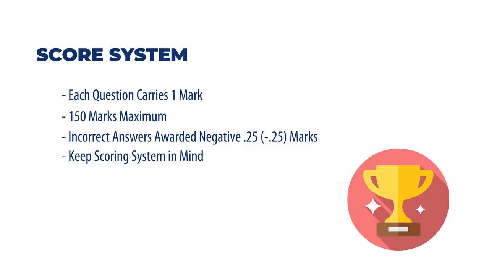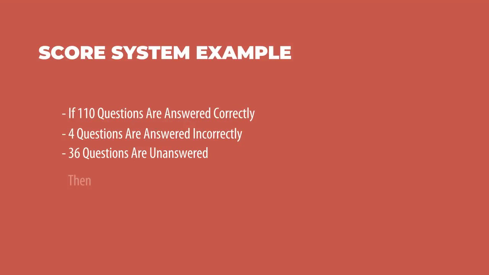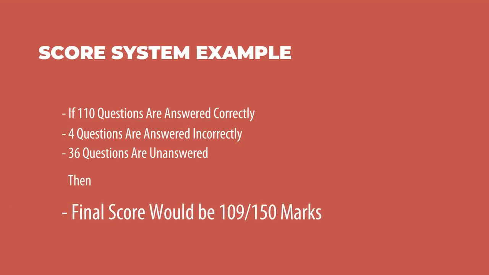It is important to keep the marking system in mind while answering the exam questions and to turn in your responses accordingly. For example, if you answer 110 questions correctly, 4 incorrectly, and leave 36 questions unanswered, then your final score will be 109 on 150.